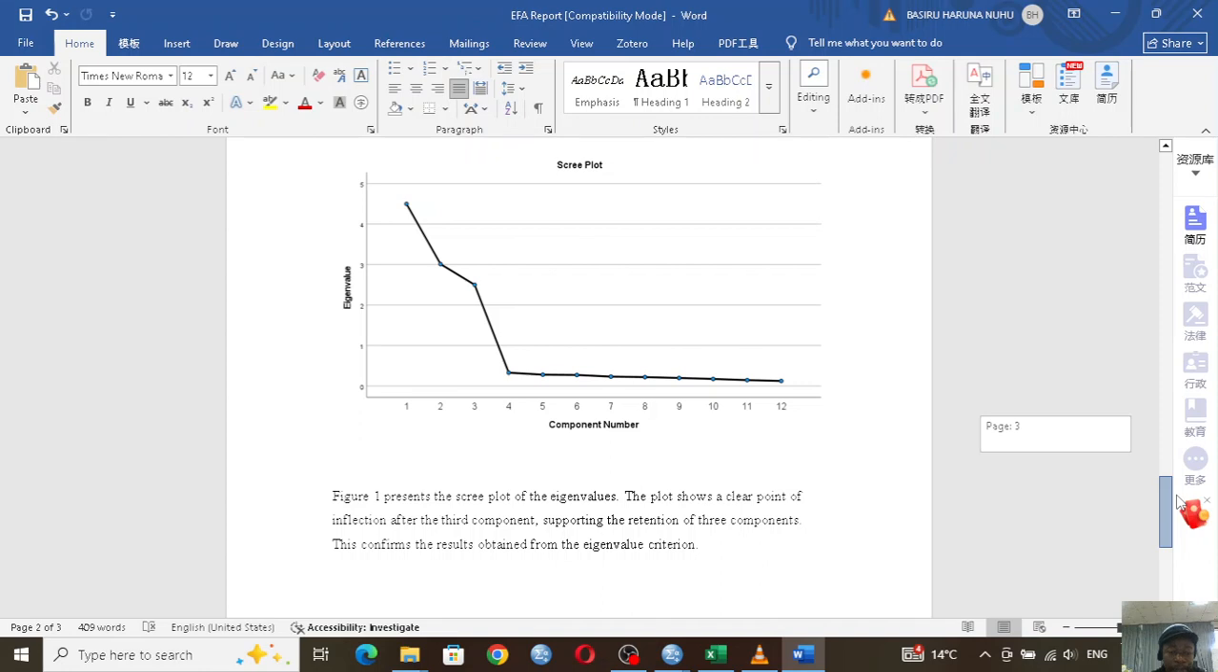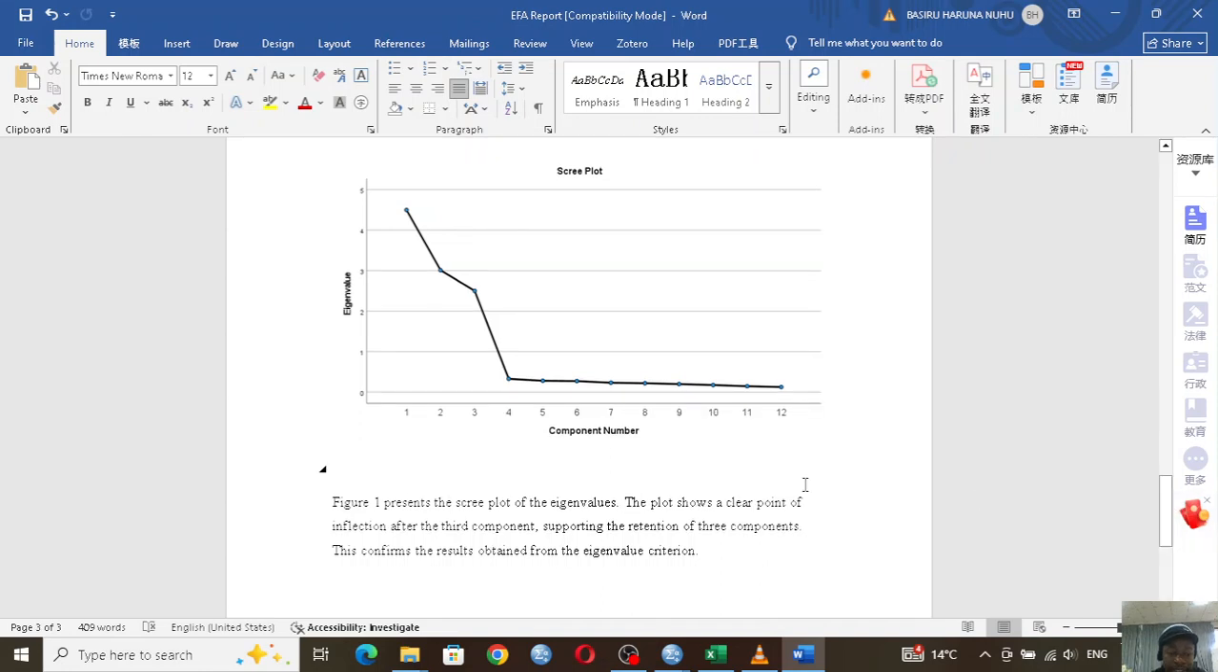Figure 1 presents the scree plot of eigenvalues. The plot shows a clear point of inflection after the third component, supporting the retention of three components. This confirms the results obtained from the eigenvalue criteria.